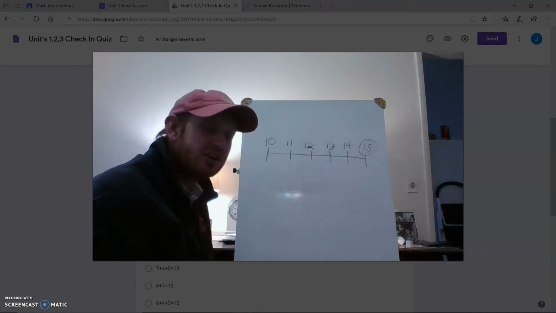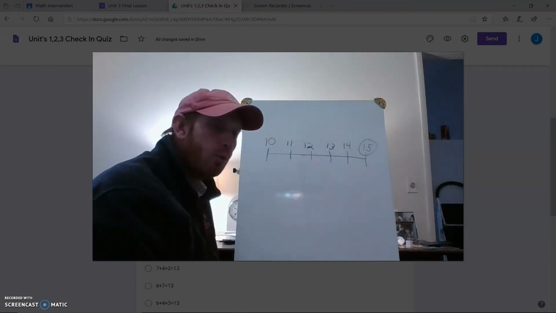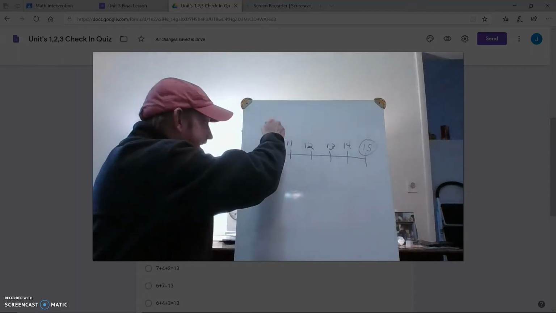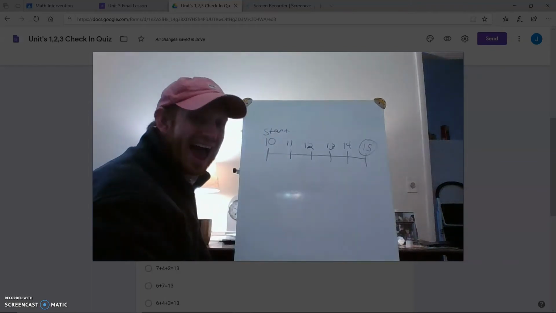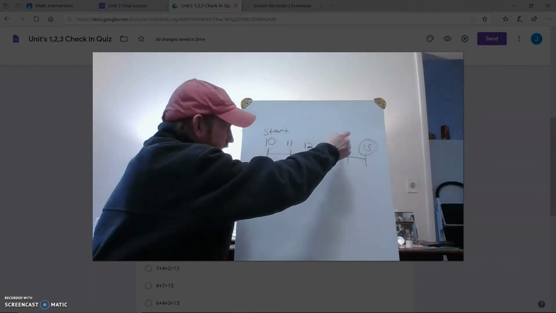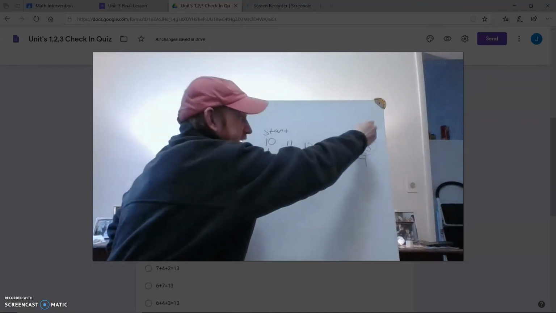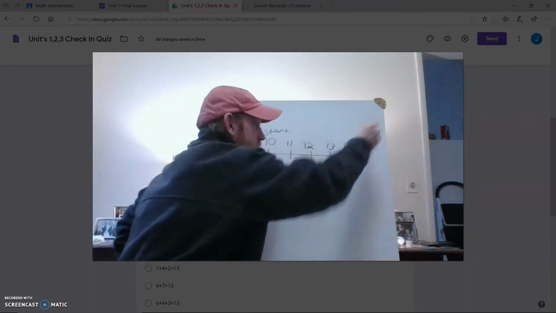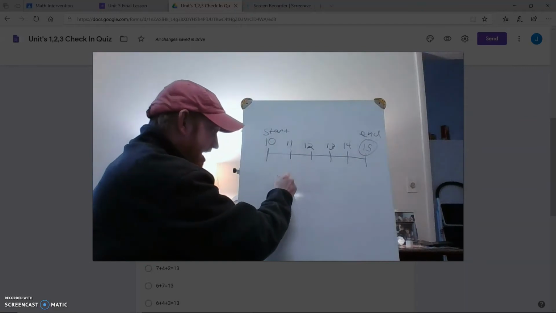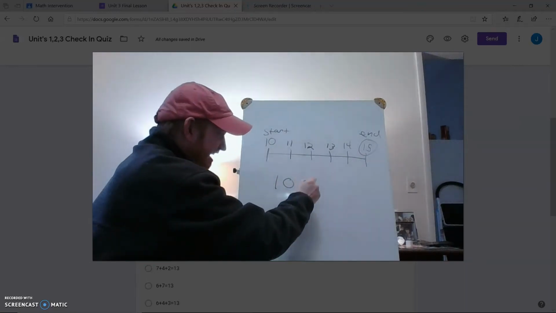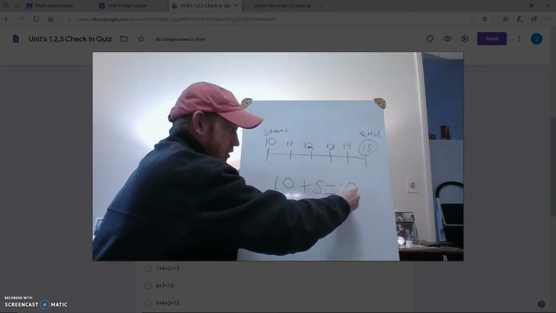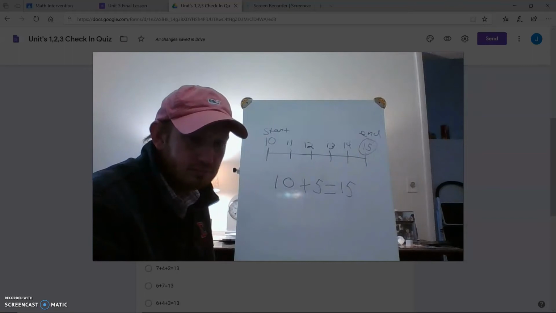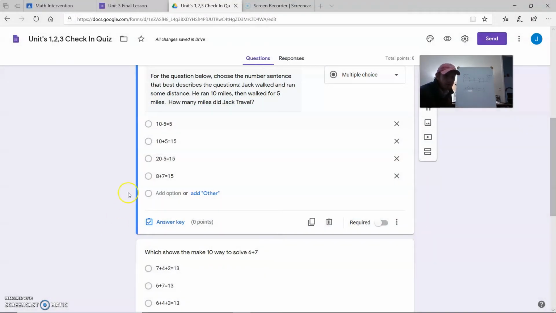But how do we put that into a number sentence? Well, we started at 10, and then we added 1, 2, 3, 4, 5, and got to 15. So we started at 10, we added 5, and that got us to 15. So as you can see, you have 10 plus 5 equals 15.